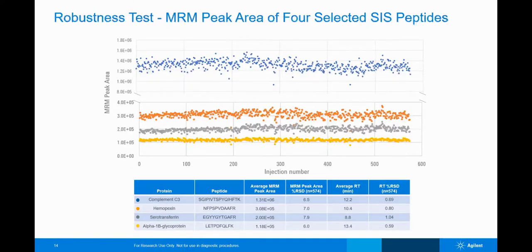And from these 4 peptides, you can see their peak area ISD ranges from 6% to 7.9%, and their retention time ISD ranges from 0.59% to 1.04%. And they are quite stable if you consider this is running at 1 microliter per minute.